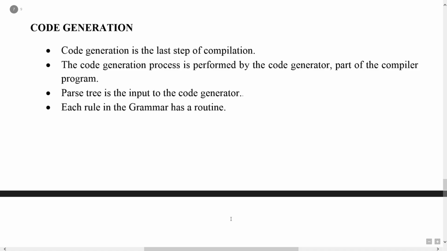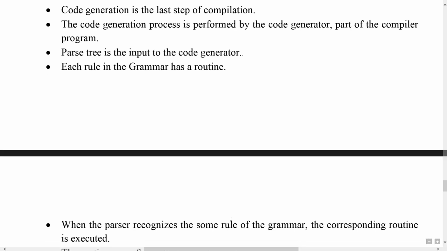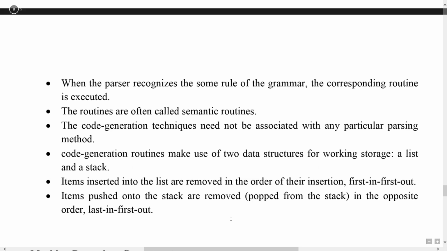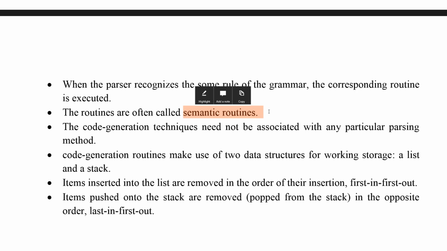Okay. The next step in the compiler design process is code generation. Code generation is the last step of compilation. It is performed by the code generator, which is part of the compiler. The code generator's input is the parse tree and the output is the machine language code. Each rule in the grammar has a routine. When the parser recognizes some rule, the corresponding routine is executed. Those routines are called semantic routines.